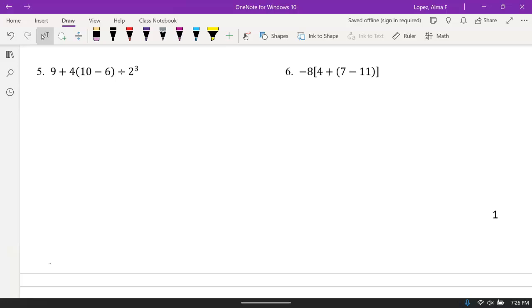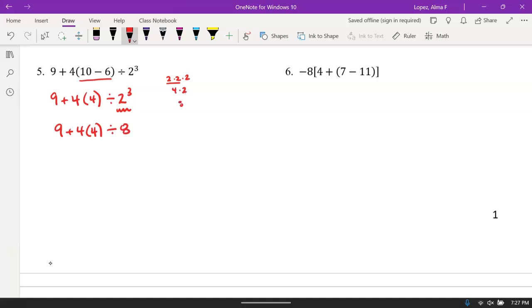All right, in number 5, again, the first thing you should notice is that grouping symbol, 9 plus 4, and then in the grouping symbol, 10 minus 6 is 4, divided by 2 cubed. Next, do we want to add, multiply, or divide, or do the exponent next? Correct. Exponent gets taken care of second. 9 plus 4 times 4 divided by 2 to the third power is 2 times 2 times 2. Stretch it out if you need to. That's going to be a 4 times 2. 4 times 2 is 8.